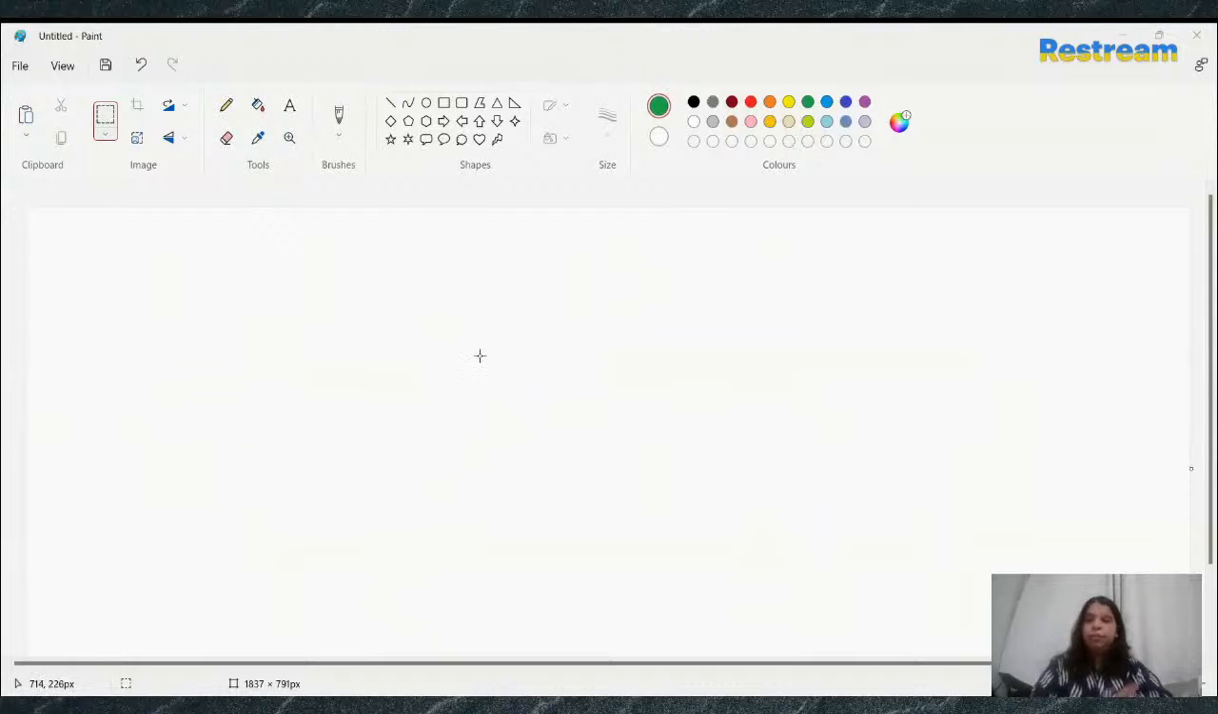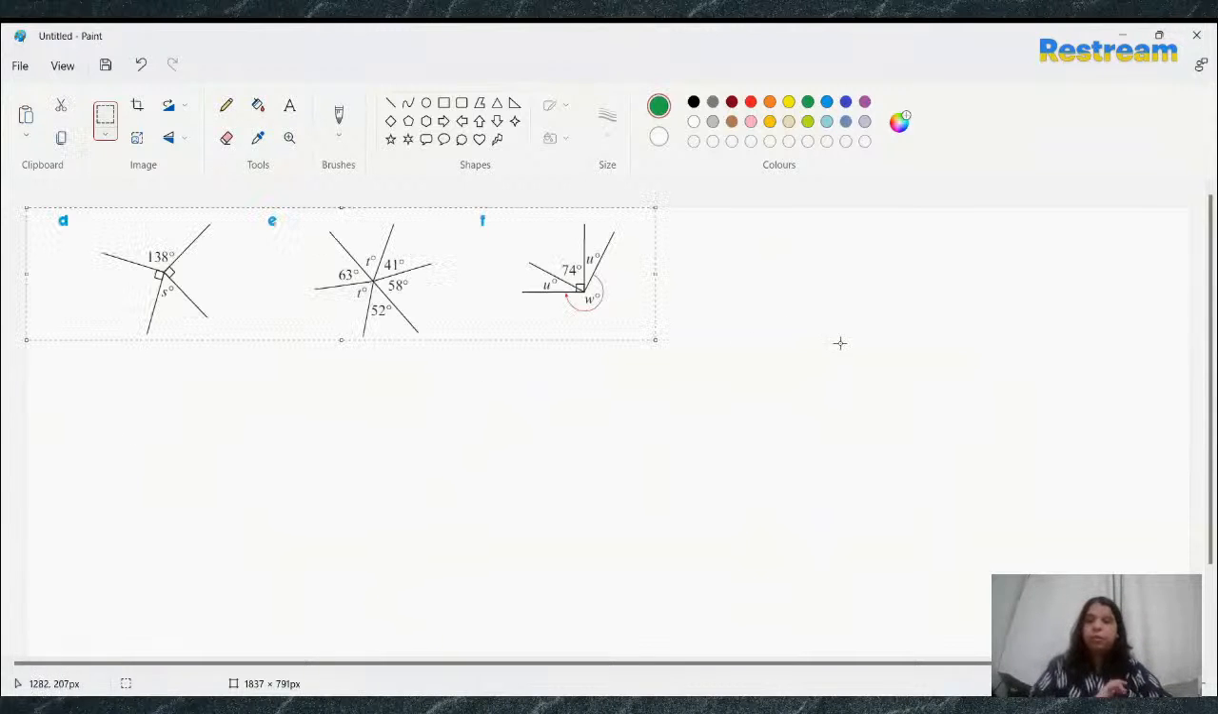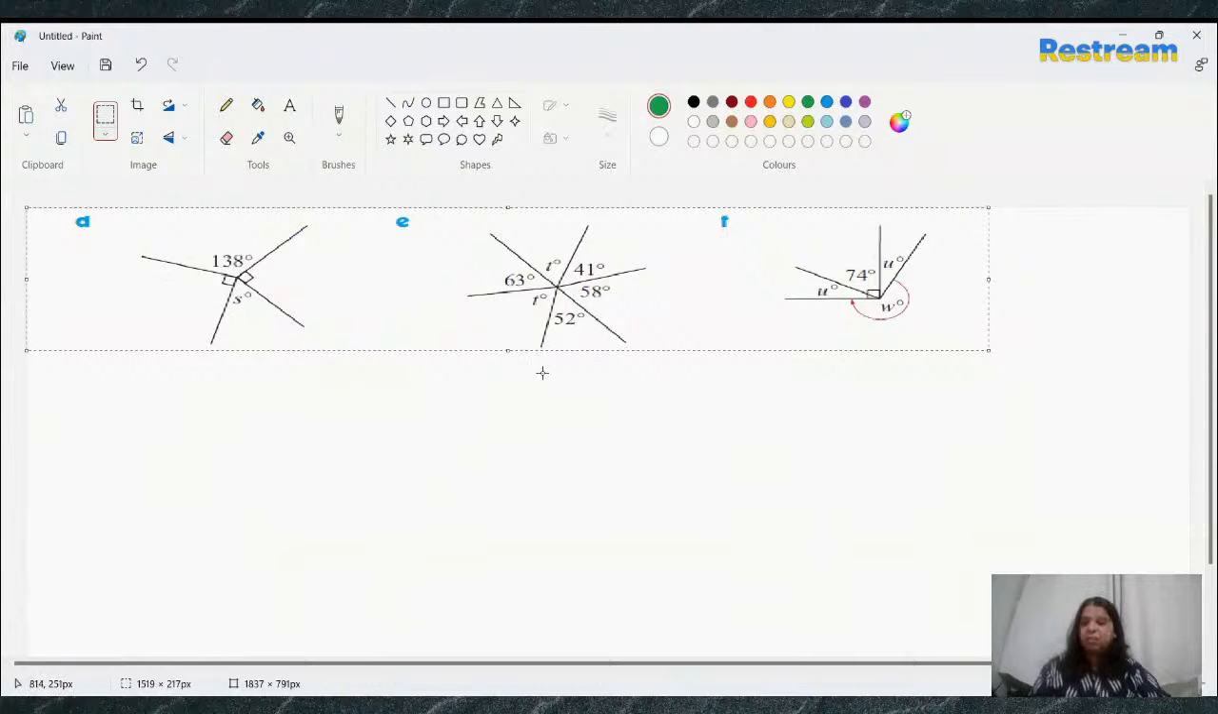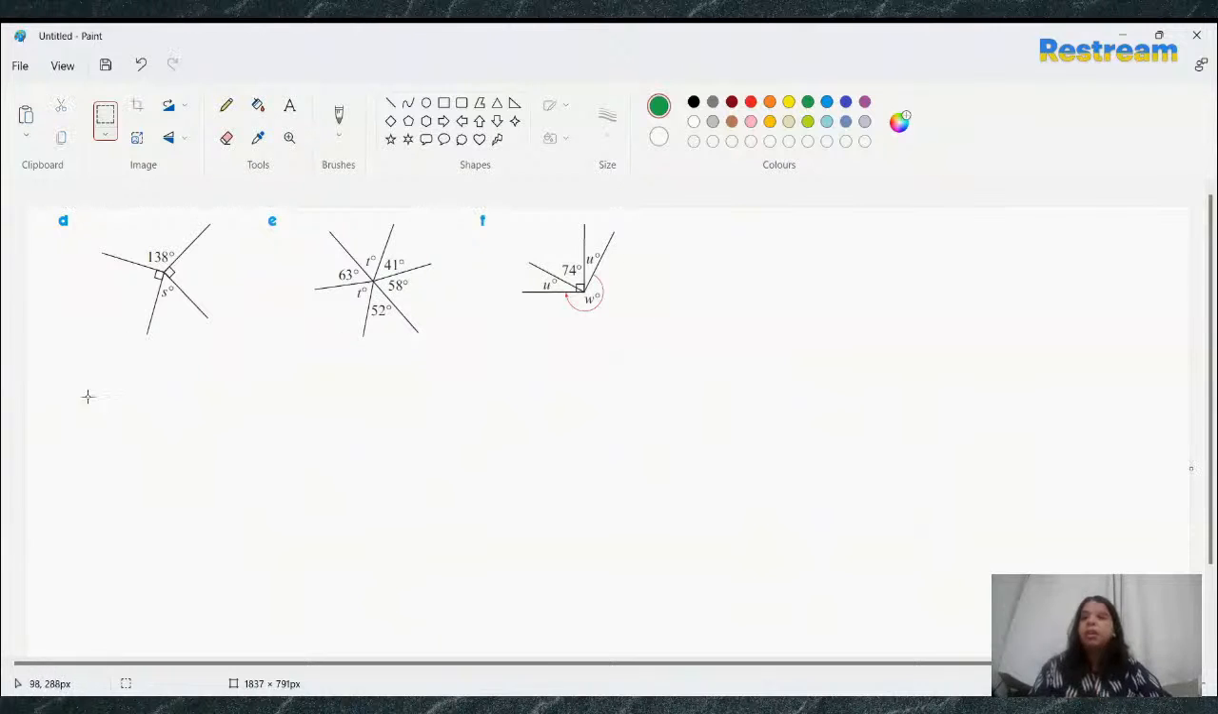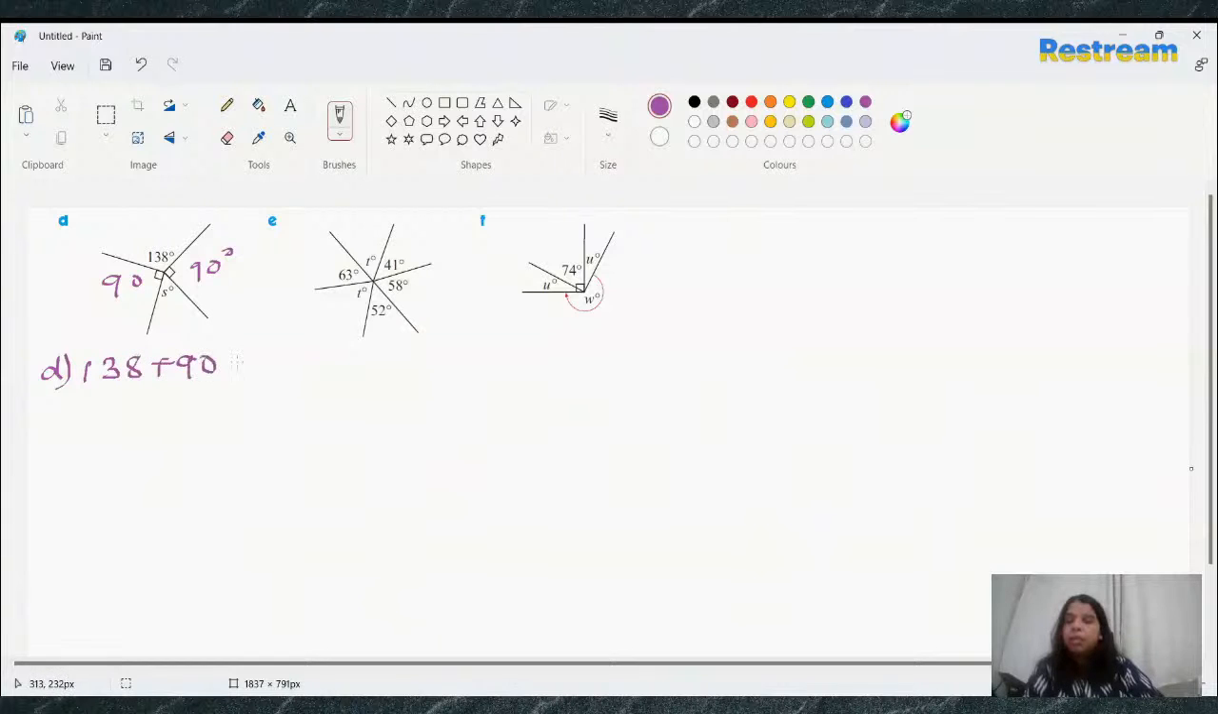So I have, sorry, these three questions. So here I'll start with question D. Let's take a pretty color again. Let's take purple. Okay. Question D. Now here we have 2 90 degrees. Wow. 90-degree angle is pretty pretty. Okay. So question D. So I have 138 plus 90 plus S plus 90 is equal to 360 degrees.